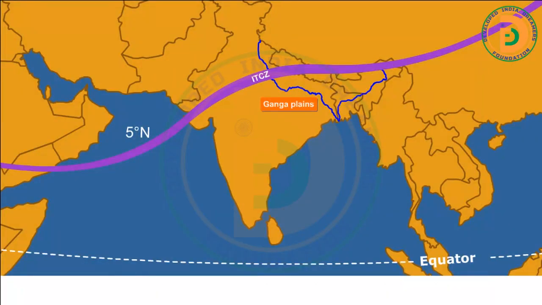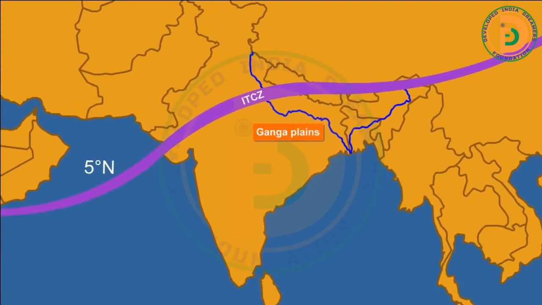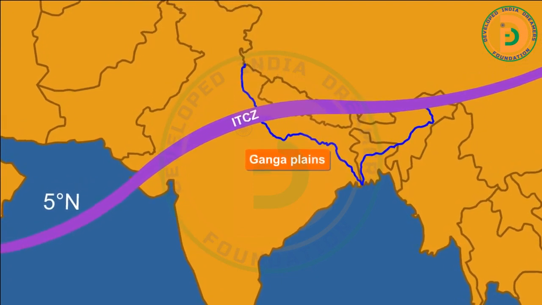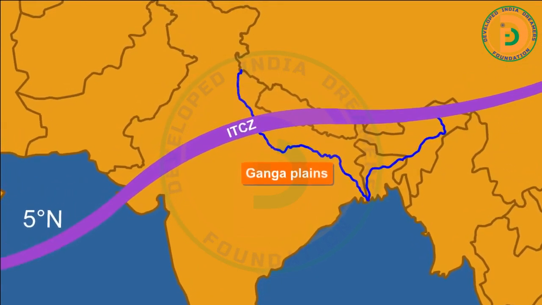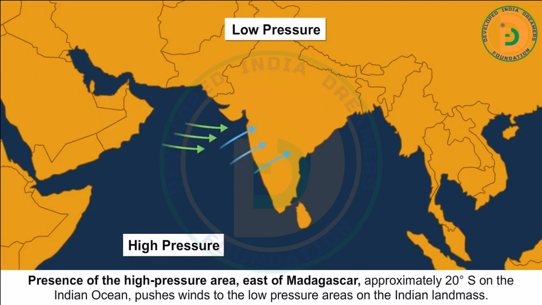Two, the Intertropical Convergence Zone, or ITCZ, usually positioned at 5 degrees north of the equator, shifts northward over the Ganga plains in summers. This shift also triggers monsoons in India. Three, the presence of the high-pressure area east of Madagascar, approximately 20 degrees south on the Indian Ocean, pushes winds to the low-pressure areas on the Indian landmass.